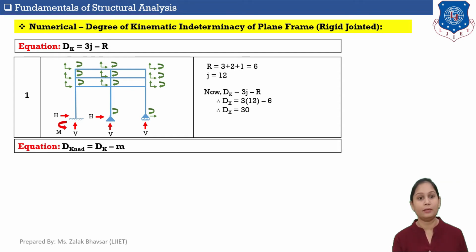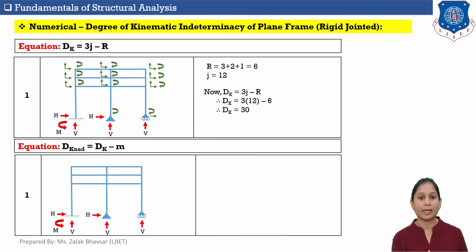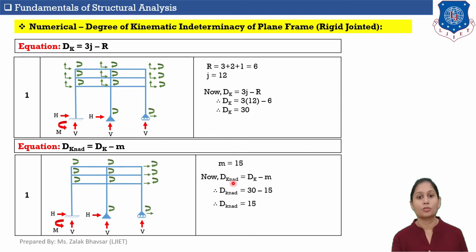Now let's calculate DK/NAD for the given plane frame. And DK/NAD is equal to DK minus m. So let's calculate number of members of this given plane frame. So we start with the left end. This is member number 1, 2, 3, 4, 5, 6, 7, 8, 9, 10, 11, 12, 13, 14, 15. So total number of members of this given plane frame is equal to 15.